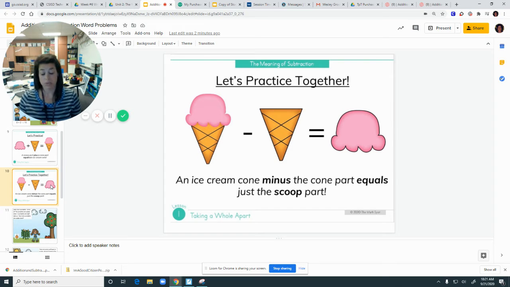In addition, when you add, your number gets bigger. In subtraction, you're taking things away, so your number gets smaller, okay? Remember that. Let's look at some examples.